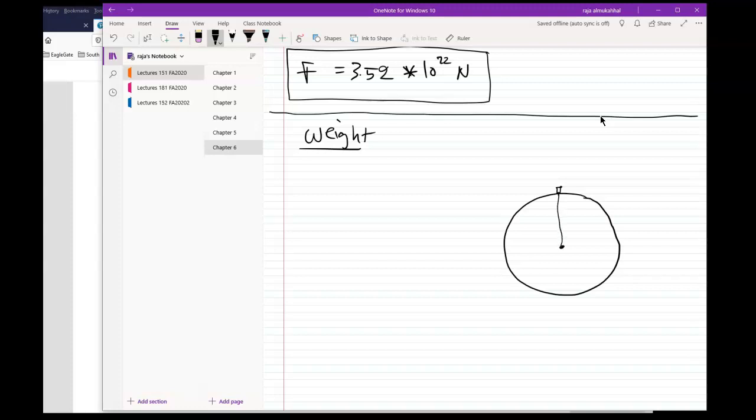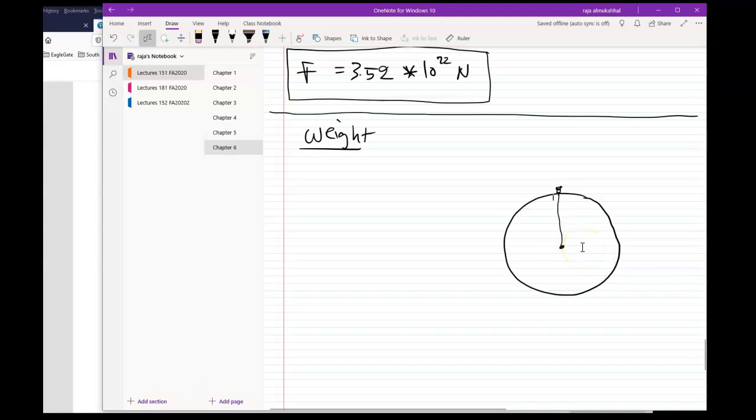Now, this is the radius of the Earth. So how far are you from the center of the Earth? Well, practically speaking, you are about the radius of the Earth away. So the distance between you and the center of the Earth is basically the radius of the Earth. You agree with me on that?